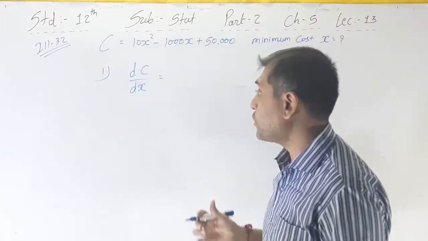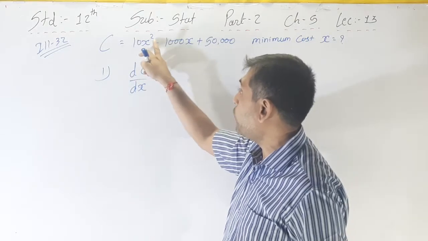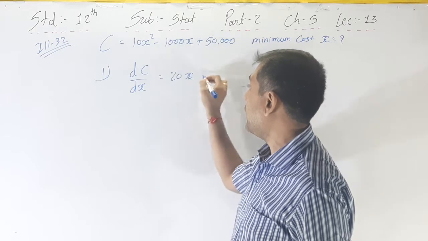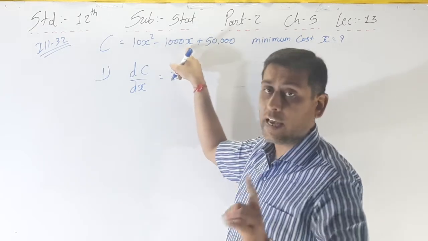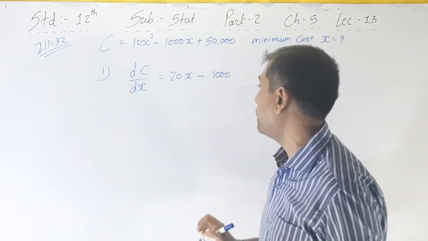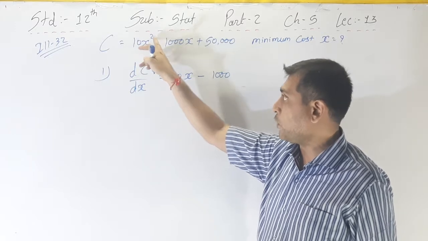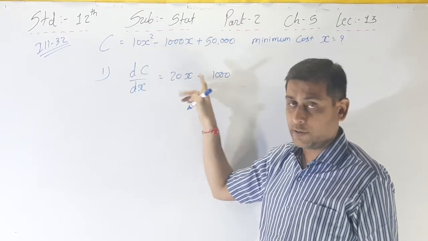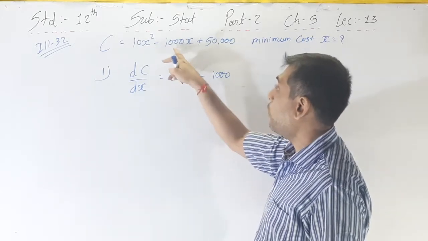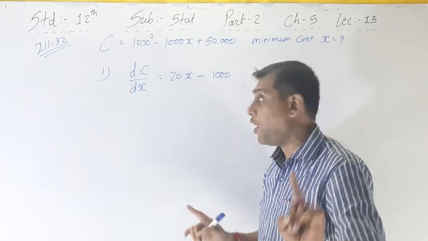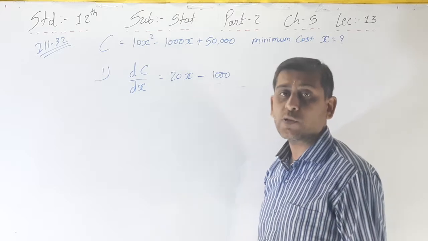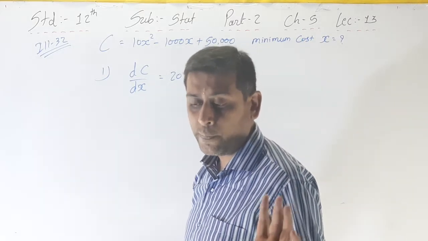What is the differentiation of the cost function? 10 twos are 20x minus 1000 into x. Differentiation of x is 1. That's why 1000 into 1, that's why 1000. So 10 twos are 20, x raised to 2 minus 1, that is only x, x raised to 1. That is 20x minus 1000 into x, x differentiation is 1, that's why 1 into 1000, that is 1000 only. So 20x minus 1000 is the first differentiation, right?